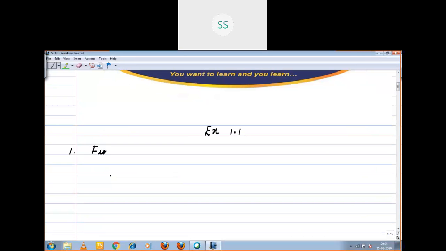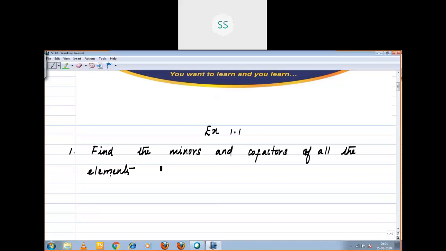Find the minors and cofactors of all the elements of the following determinant.